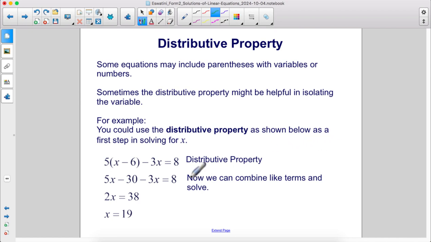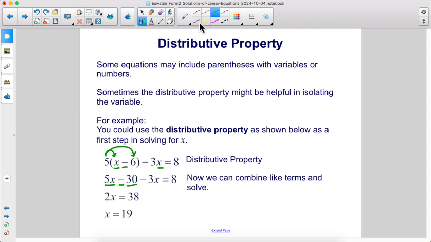For example, you could use the distributive property as shown below as a first step in solving for x. So here we have an x and another x here. So in order to free up this x, we need to distribute the 5. So 5 times x, shown here, minus 5 times 6, which is 30. Then we have minus 3x equals 8.